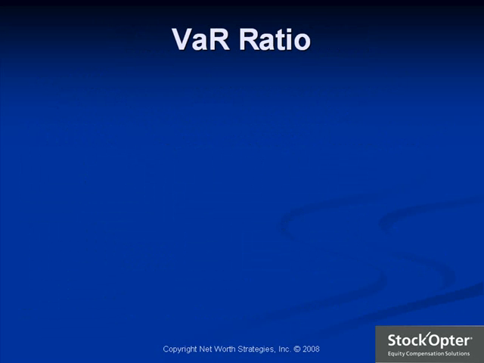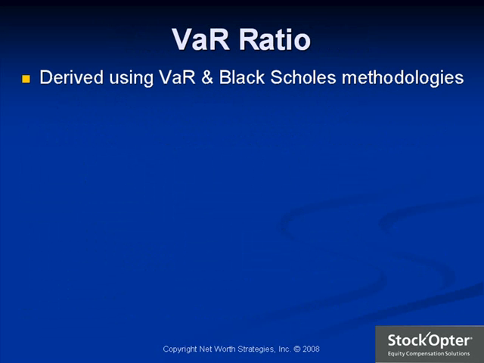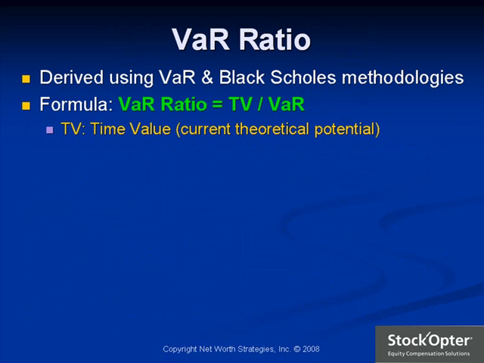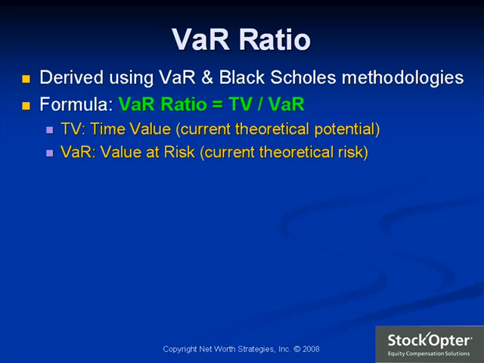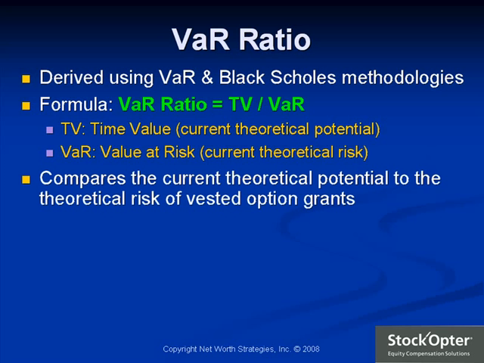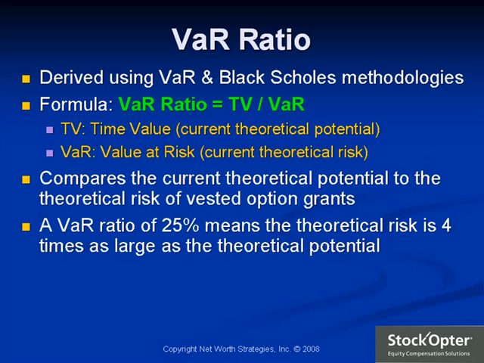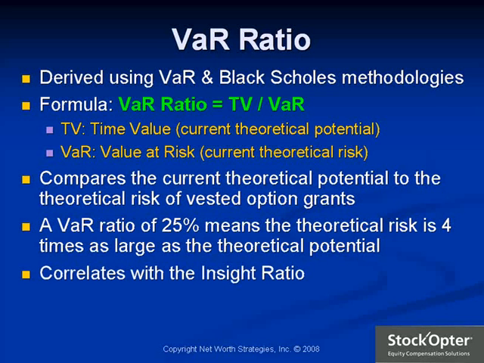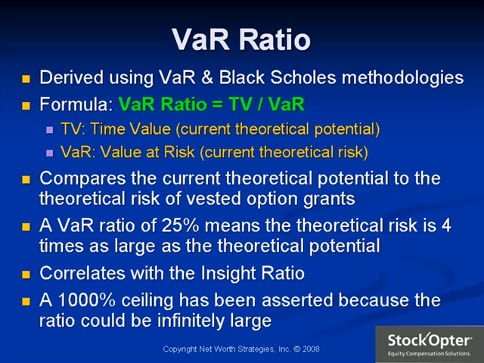The VaR ratio is derived using VaR and Black-Scholes methodologies. The formula is VaR ratio equals time value divided by VaR, where time value is the current theoretical potential and VaR, value at risk, is the current theoretical risk. This compares the current theoretical potential to the theoretical risk of vested option grants. As an example, a VaR ratio of 25% means the theoretical risk is 4 times as large as the theoretical potential. This correlates with the insight ratio, and a 1,000% ceiling has been asserted because the ratio could be infinitely large.